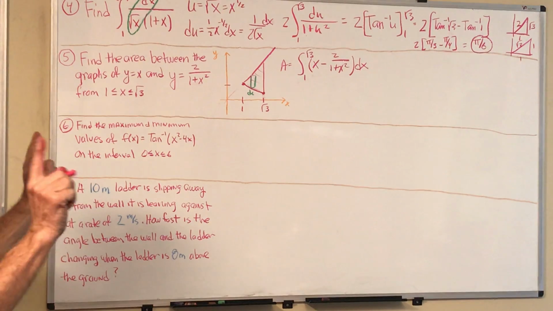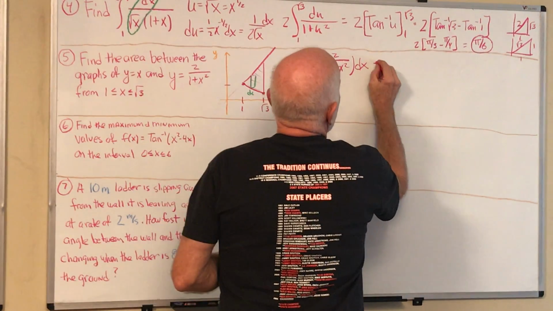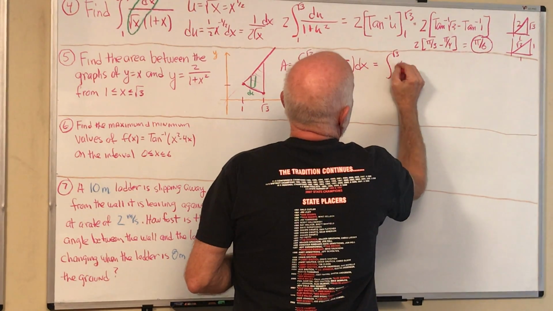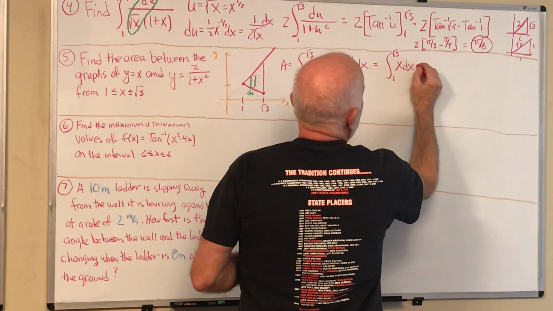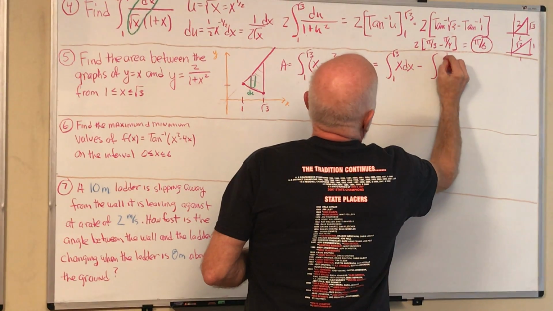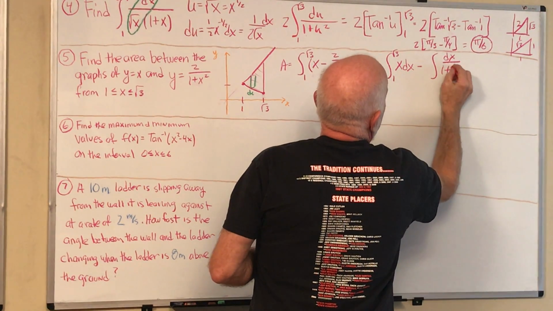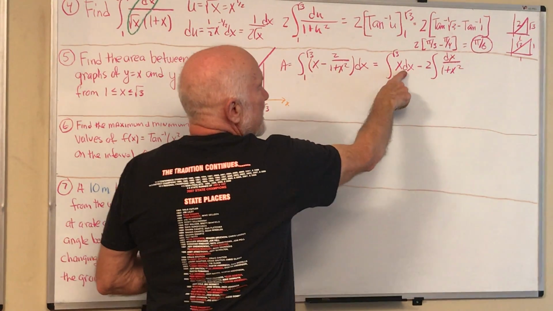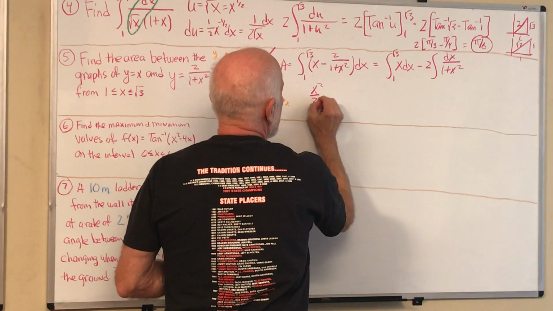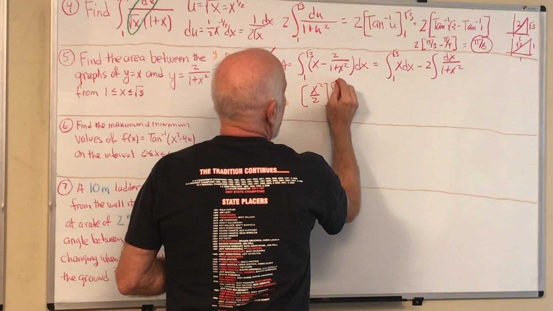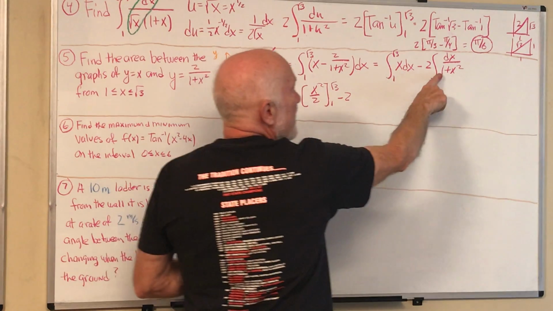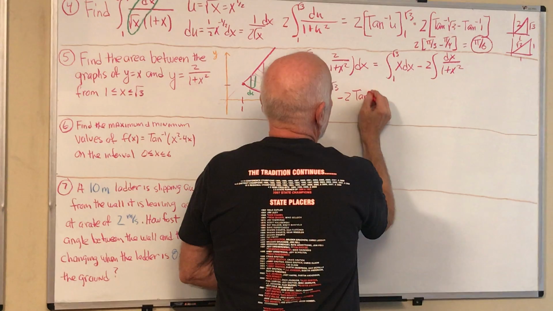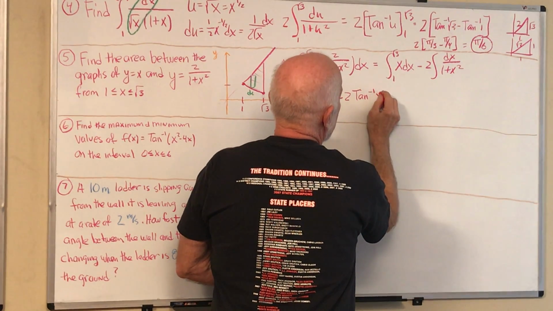Now you can do it all together, but especially when you're first beginning, I would split these up. Make that integral minus that integral. And you can bring the 2 out front if you'd like. So this one is just x squared over 2 from 1 to the square root of 3. And this one is exactly in the form of the inverse tangent. We don't have to do any kind of u-substitution in this one.